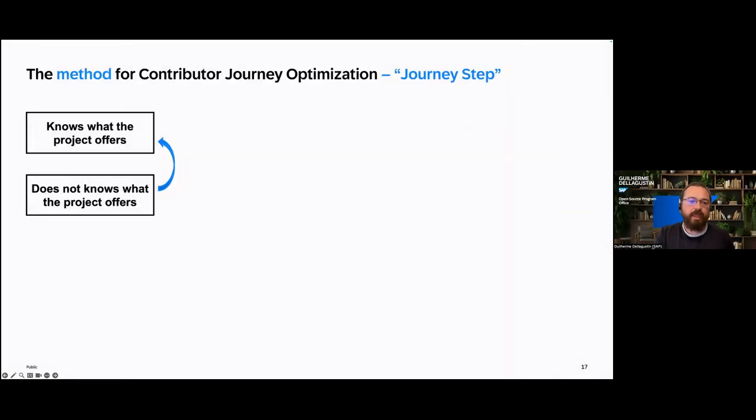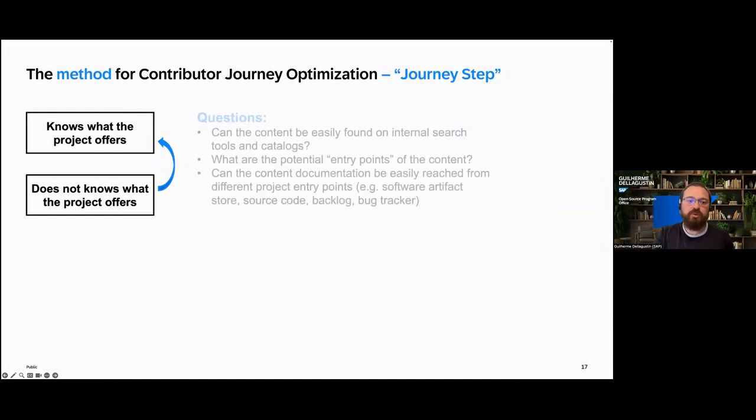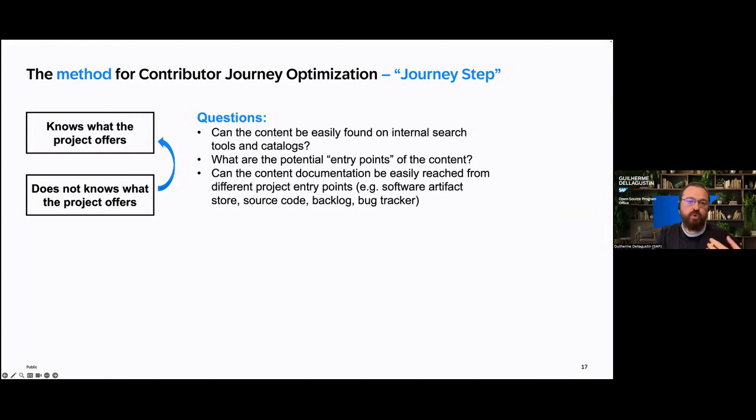For instance, if we focus on this transition from does not know the project to knows the project. So you may ask questions in your team, you may ask these questions. Can the content be easily found in internal search tools and catalogs? Like, what are the potential entry points of the content? Do I have videos somewhere, but they don't have a link to my project, something like that? And can the content documentation be easily reached from all these different project entry points? Like, for instance, I often stumble into the backlog of projects, but I cannot understand it, and there in the backlog, there's no description saying, hey, this is my project, learn more about my project here. So this is what I mean here.